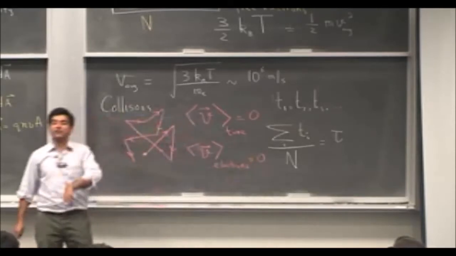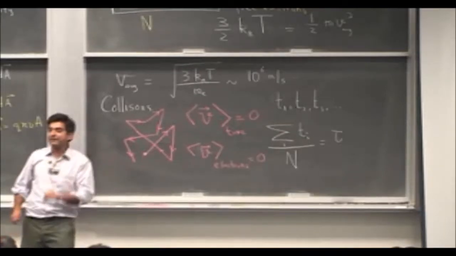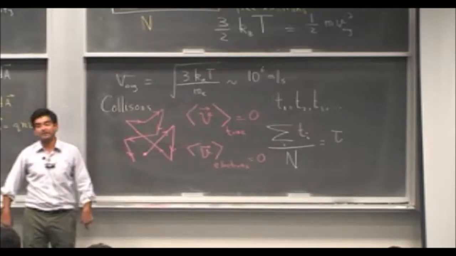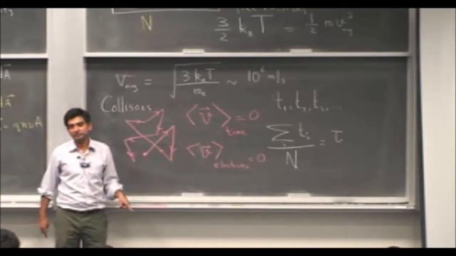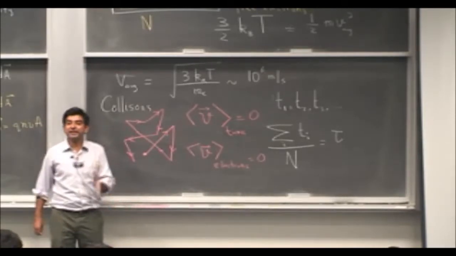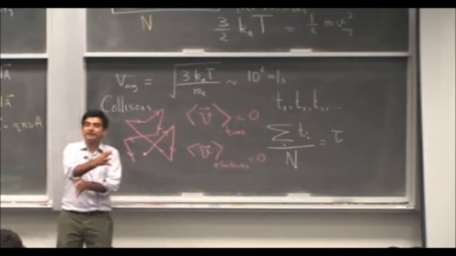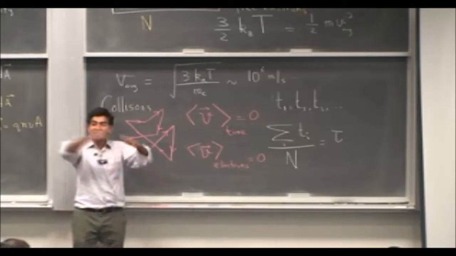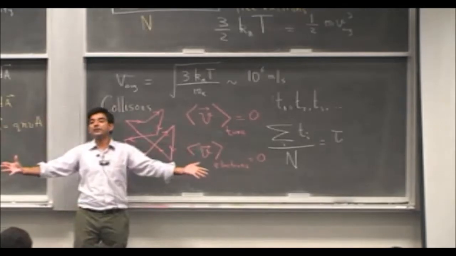So the average velocity over time is zero for a single electron, and so is the average velocity of multiple electrons at one point in time. Since both of them are zero, there can be no current. Current is really made by the electrons that pass through a plane at one point in time. Since there are many electrons, the average velocity over many electrons is also zero.